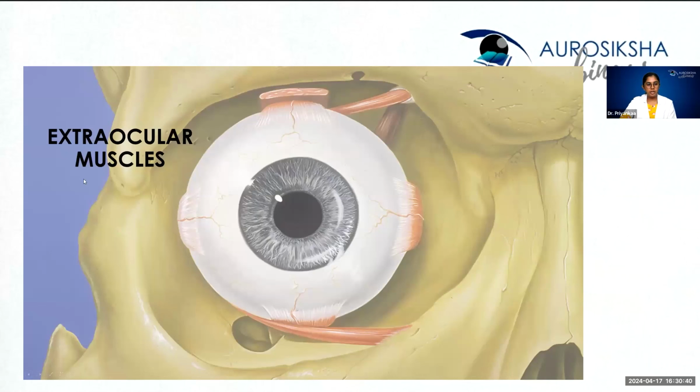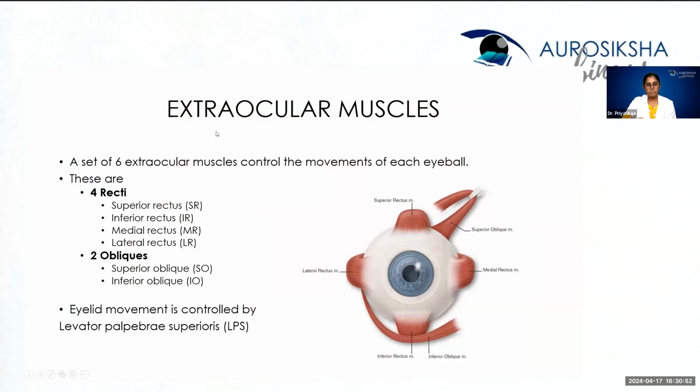So I'm going to be talking about extraocular muscles next. Extraocular muscles, as the name suggests, extra is outside, ocular is eye. So these are the muscles which are present outside the eyeball. Each eyeball has 6 extraocular muscles, namely the 4 recti muscles and the 2 oblique muscles. The 4 recti muscles are the superior rectus, the inferior rectus, the medial rectus, and the lateral rectus. And the 2 oblique muscles are the superior oblique and the inferior oblique.